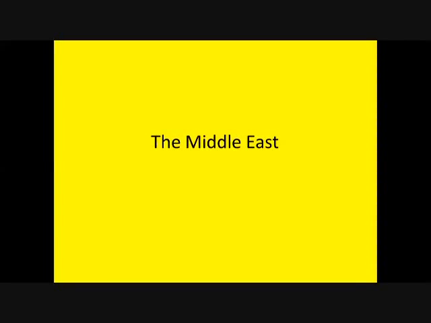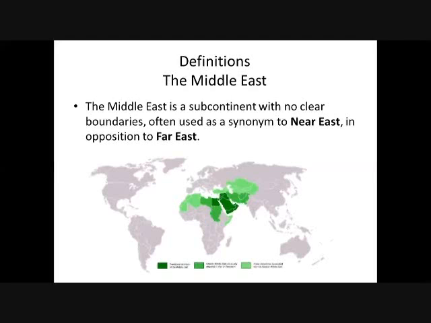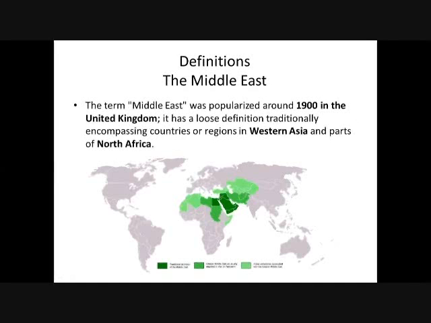Okay. Right. We'll start briefly with what is the Middle East. What is the thing that we call the Middle East? The Middle East is a subcontinent or a part of the world that does not have clearly defined borders. It is a synonym to what we call the Near East, which is the part of Morocco, Algeria, and Tunisia, and the Far East, which is Japan, China, and so forth.